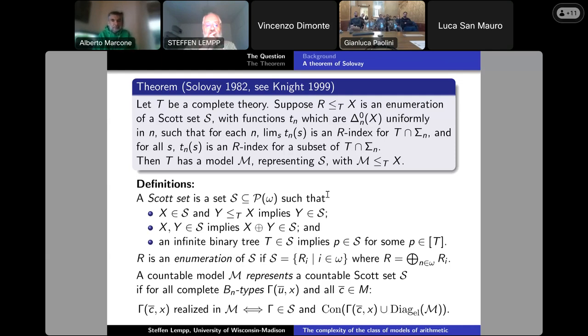I should add, by the way, in case you are not familiar with the notation B_n, I didn't want to clutter the page even more. A B_n formula is simply a Boolean combination of sigma_n formulas. So therefore a B_n type is simply a complete consistent collection of B_n formulas in the variables u vector and x. All right, by the way, if there are any questions, feel free to interrupt. This is a small enough crowd that it's okay to interrupt. I'll give you just 20 seconds to think about the question. Otherwise, I'm going to move on.